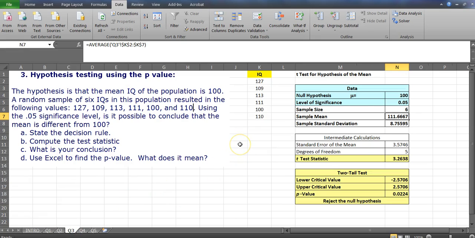For question 3, hypothesis testing with the p-value. This is a t-test, hypothesis of the mean. All you really need to be concerned with here is this IQ set, this array of numbers, and it's asking, is it different from 100? So our null hypothesis is that the mean is 100. Our significance level, which is 0.05, is given in the problem. So all we're doing is taking information from the problem and plugging it in, and that is that. We can see two things here: that this is greater than this, but again, our p-value, look at it, is 0.02. Is that less than 0.05? Yes, so you reject the null.